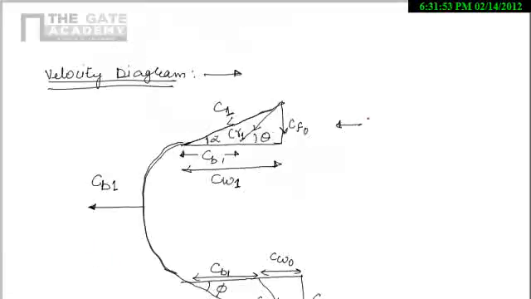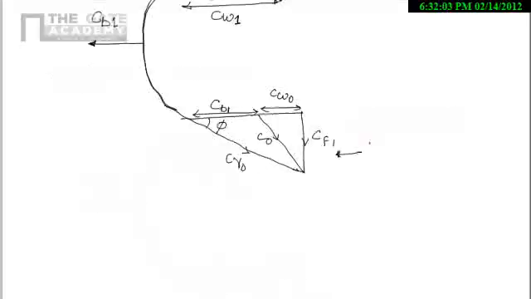I will write inlet velocity diagram. This one is outlet, outlet velocity diagram. So you just remember how I draw the diagram and how I put different values here, and I have put all these values here. Now I will write what are the notation meaning here.